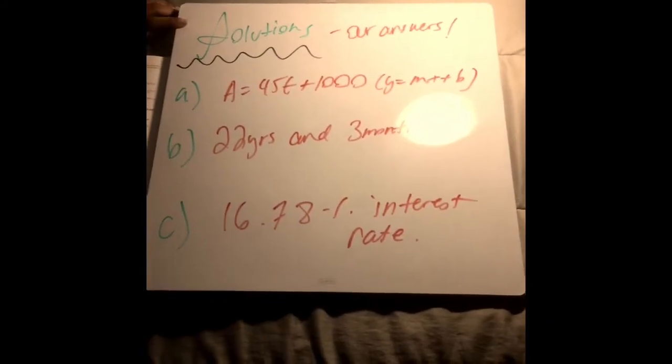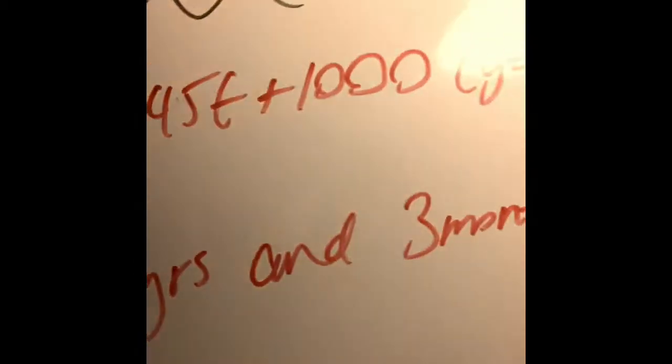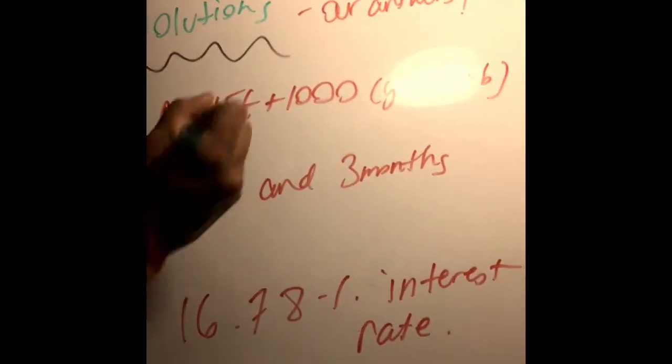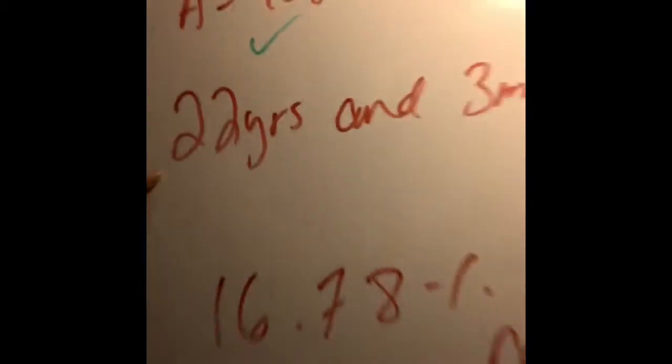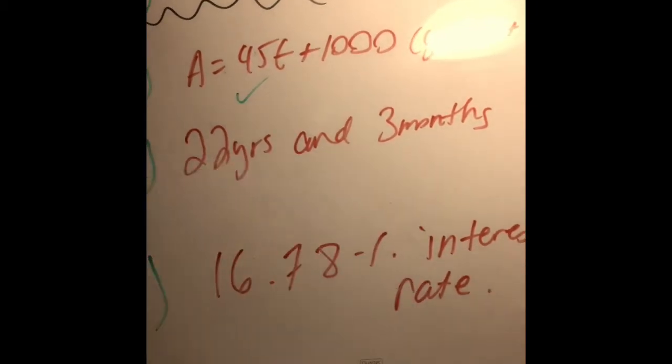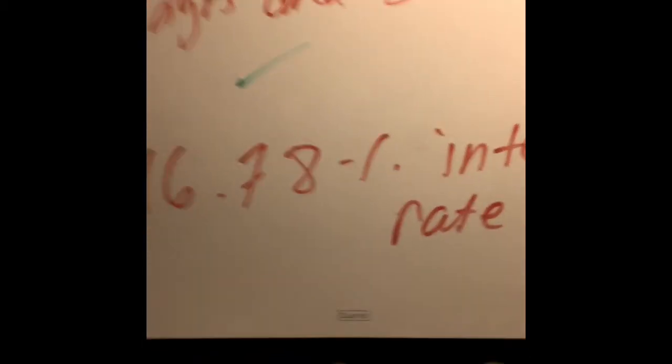So now we're going to be looking at solutions for question number 60. The textbook says for part A, amount equals 1,000, your fixed rate, plus 45t. We just put it in a different arrangement, 45t plus 1,000 for y equals mx plus b, which is right. And then for part B, it says in the textbook 22 years and 3 months. And if you look at our solution, we got 22 years and 3 months, which is also correct. Then for part C, for question number 60, the textbook got a 16.7 interest rate. And if you look over here, we got 16.78 because we just rounded up, which is correct.